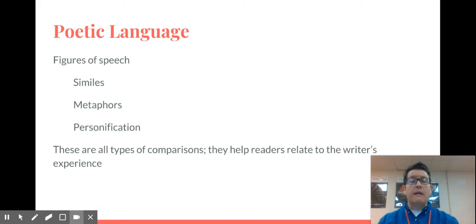Now, let's talk about poetic language. That includes stuff like figures of speech. You've got similes, metaphors, personification. Those are the big three. And all those are lumped into the category of comparisons.